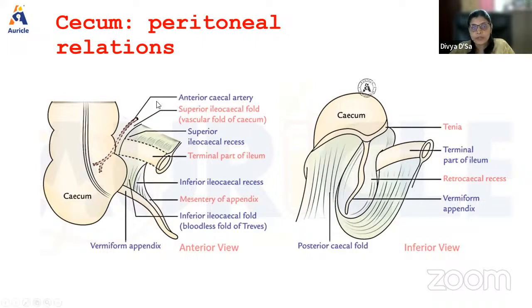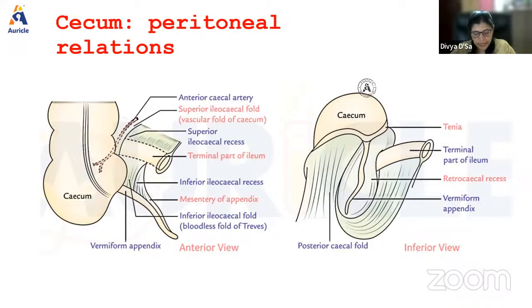Within this peritoneum, we will see the arteries and vessels. You can see here the anterior cecal artery. Basically, the inferior division of the ileocolic artery divides into anterior and posterior. This is the anterior cecal, and behind we have the posterior cecal. They supply the blood to the cecum. Venous drainage is into the ileocolic vein, and after that it goes to the superior mesenteric vein. Lymphatic drainage occurs into the ileocolic group of lymph nodes.